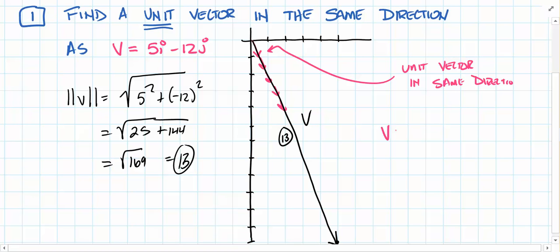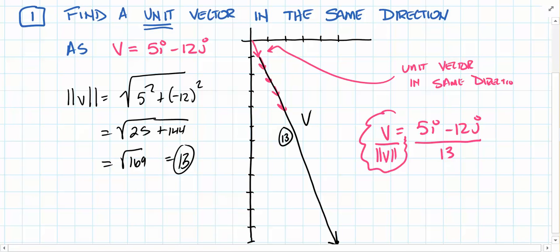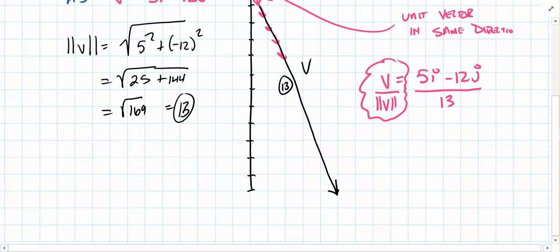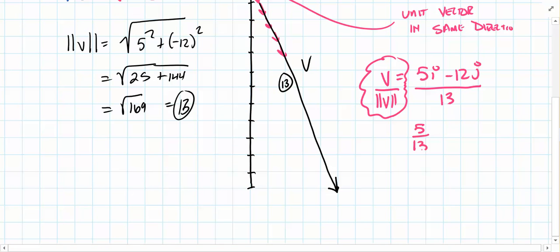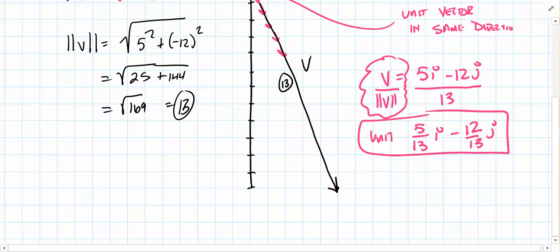So our original vector is equal to this, 5i minus 12j. That's our original vector. We're going to divide that by its magnitude to give us a unit vector that's in the same direction. So we're going to divide that by the magnitude, which in this case is 13. So this is going to be the way that we do this. We're going to take our vector and divide it by its magnitude. So therefore, here's what we get. We get 5/13 i minus 12/13 j, and this is our unit vector in the same direction as the vector that's been given to us.